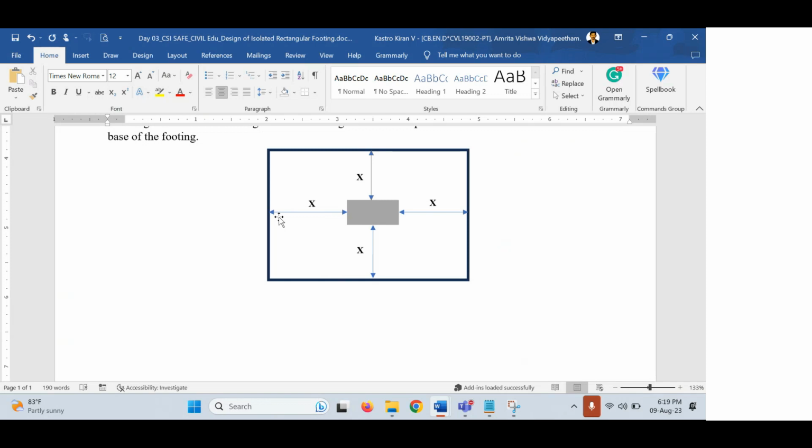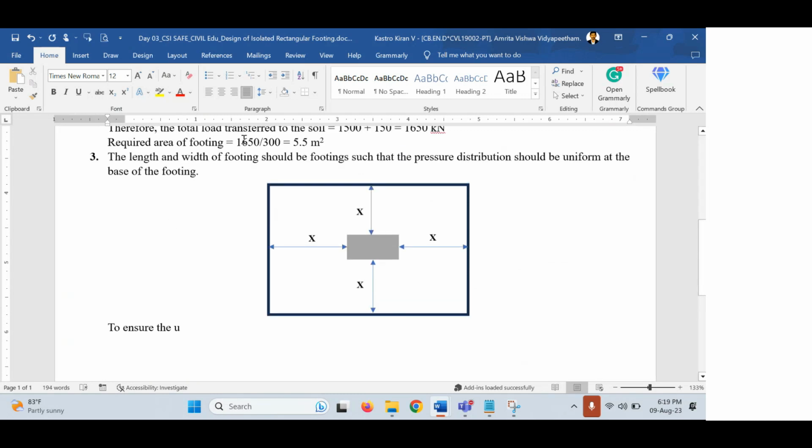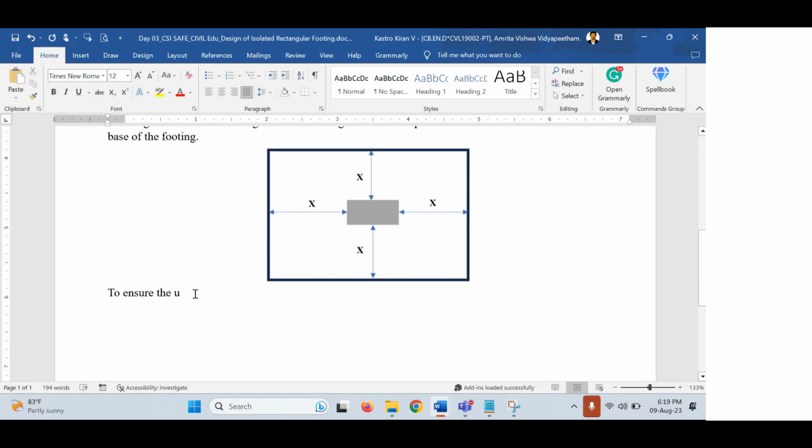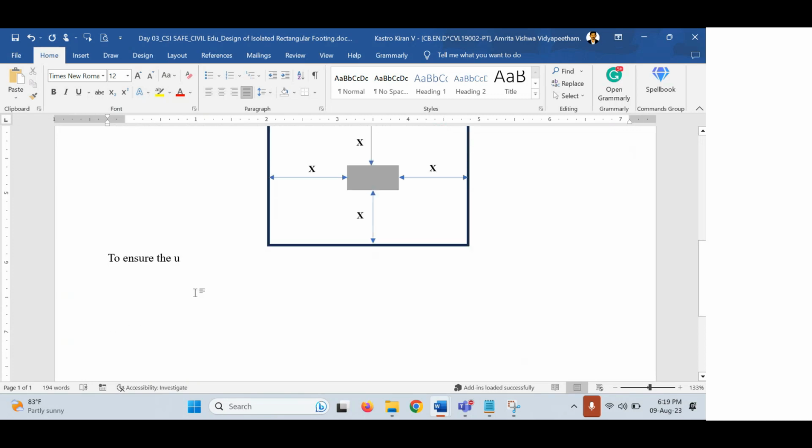Okay, so to ensure the uniform pressure distribution at the base of footing, let me write that.